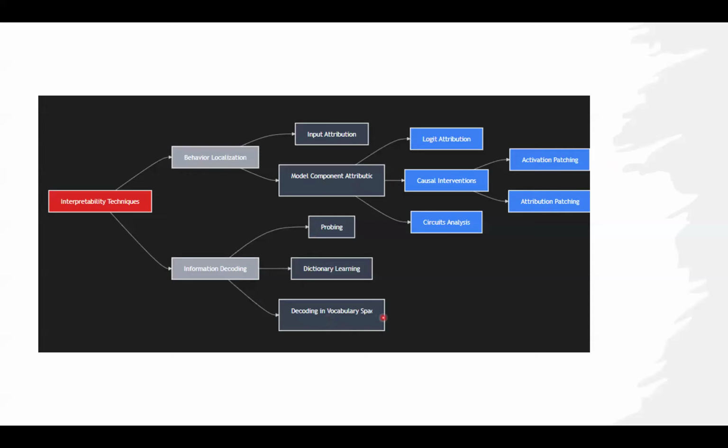I don't think I will be going over this, because by the time I get through the behavior localization, there won't be much time left to do anything at all. But anyway, if you're interested, you can look for sparse autoencoders.